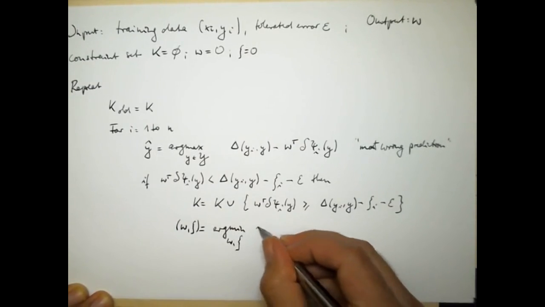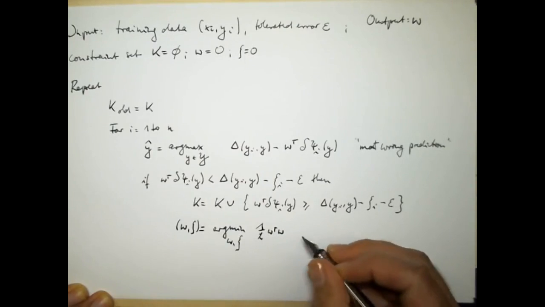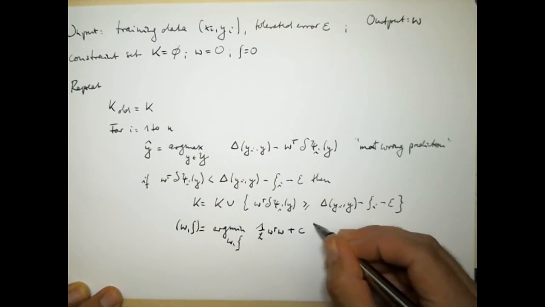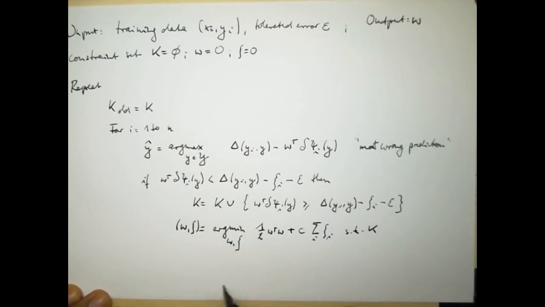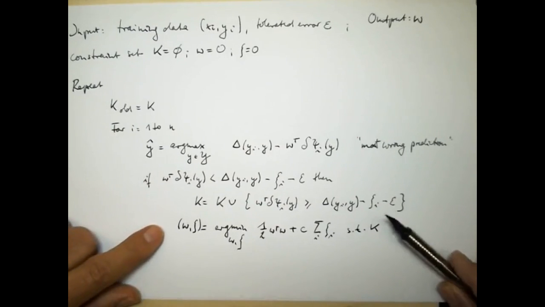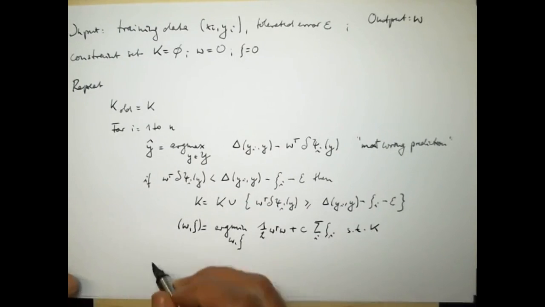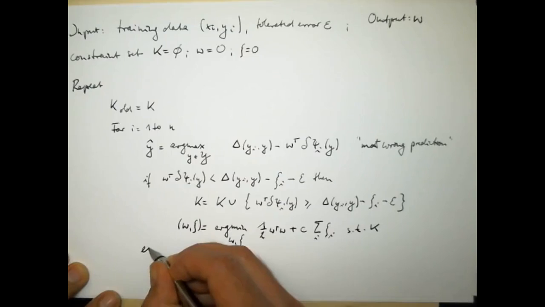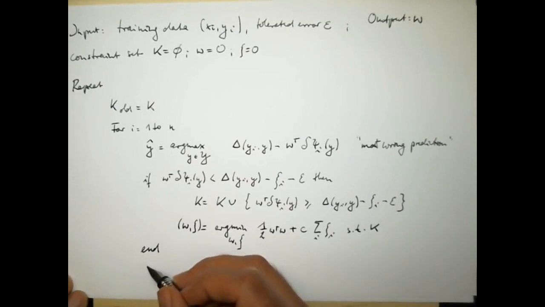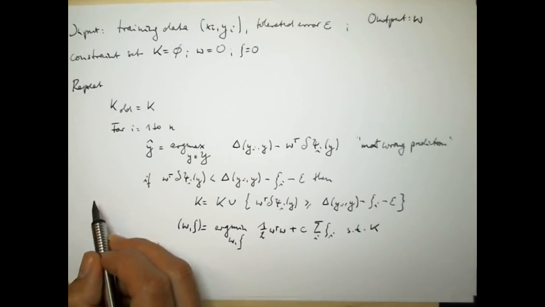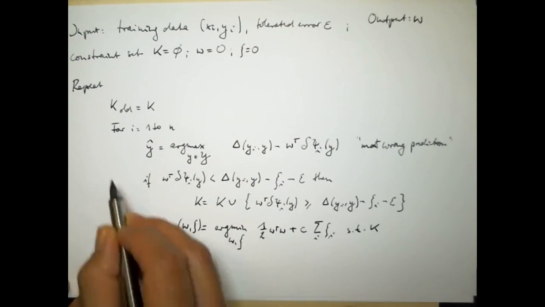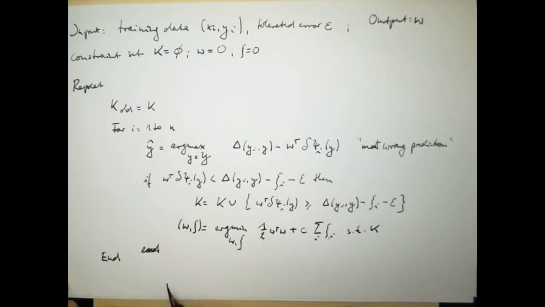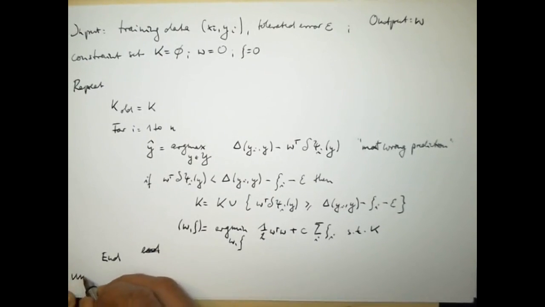By minimizing over our regularized loss, subject to all these constraints. And in the last hour we've seen how to solve this in the dual. But you could do it in the primal if you want. And this is repeated until the constraint set no longer changes.